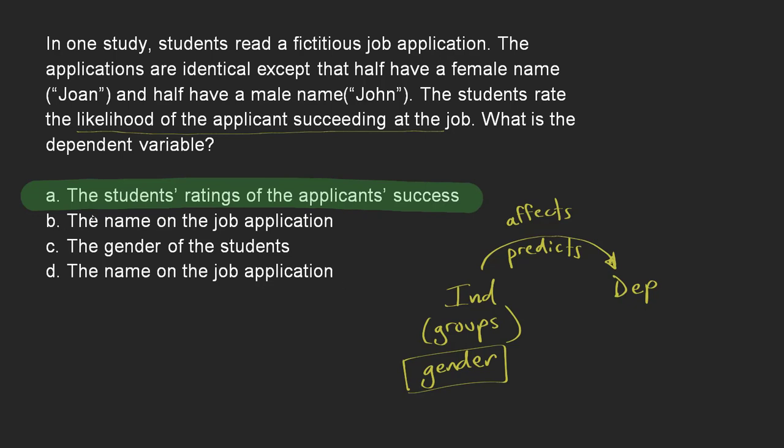Option B, the name on the job application, that is the independent group. Actually, B is really just an indicator of the gender, sorry. So C would be the independent variable as indicated by the name. And I guess B and D are just a copy of the same answer. Okay, so the answer here is A. The dependent variable, the one that is predicted or the one that is affected by gender, is the student's ratings of the applicant's success.